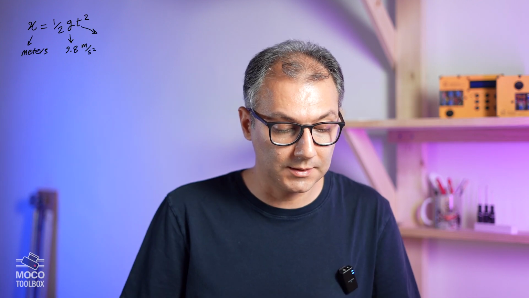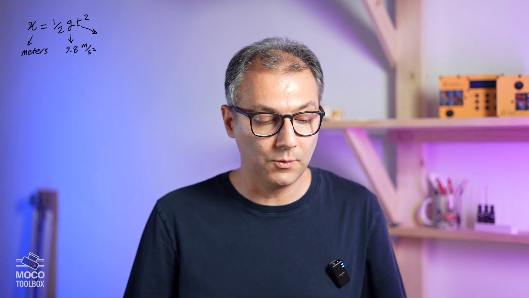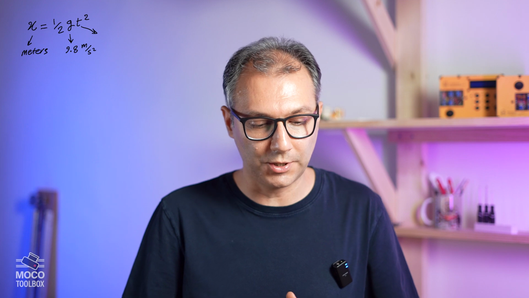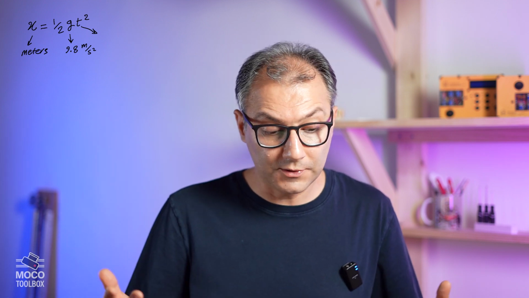That's why I'm going through this equation. It's simple, but if you like it, follow me. If not, you can skip this part of the video. X is the distance traveled in meters. G is the acceleration due to gravity, which is approximately 9.8 meters per second squared on Earth. And T is the time in seconds.